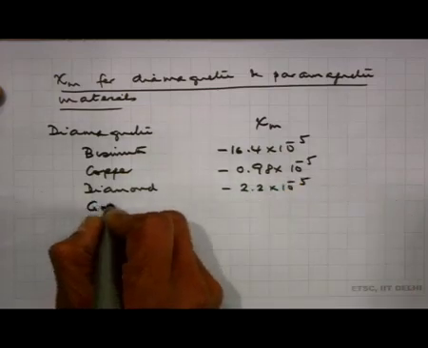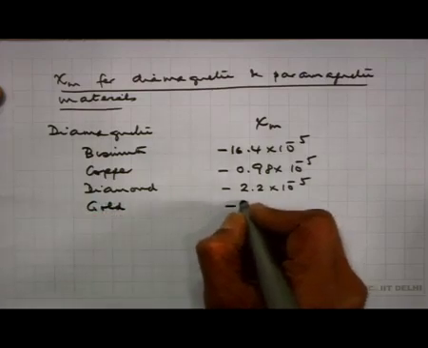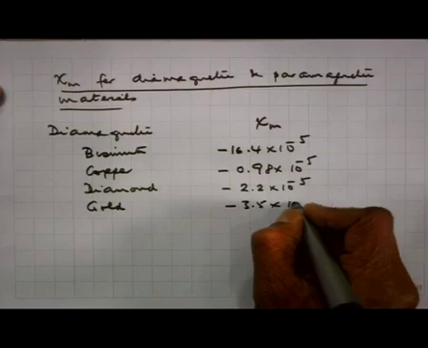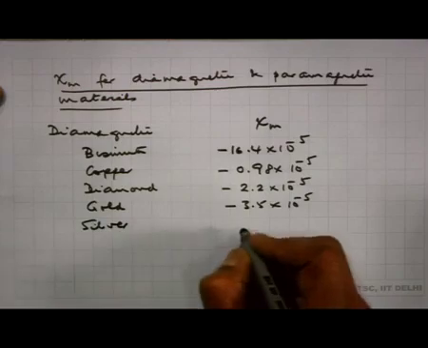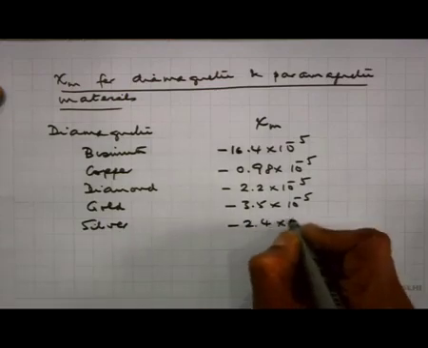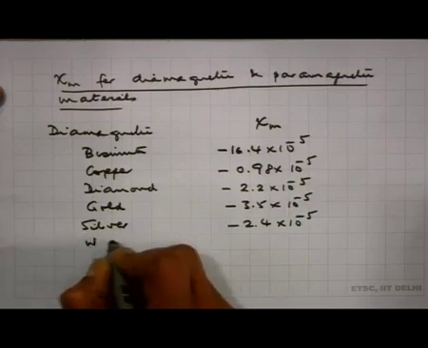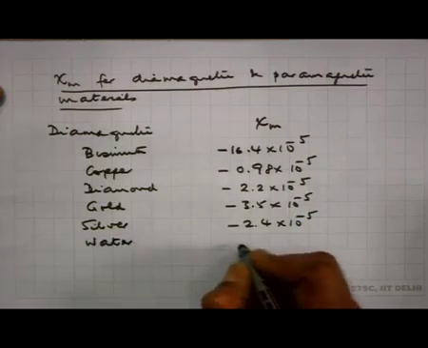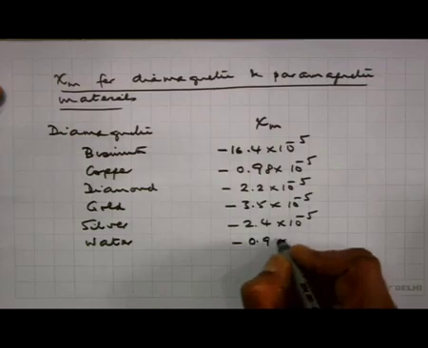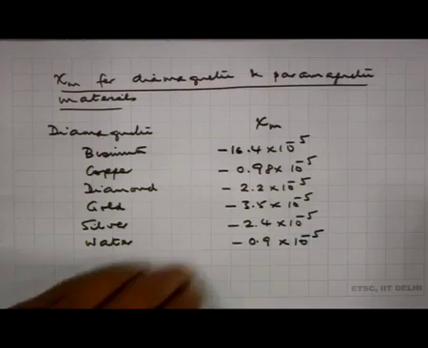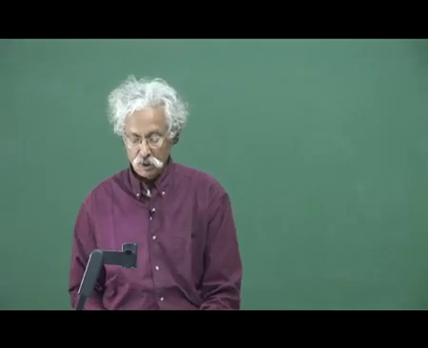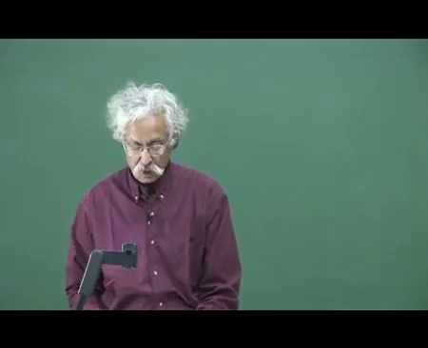Gold: minus 3.5 into 10 to the minus 5. Silver: minus 2.4 into 10 to the minus 5. Water: minus 0.9 into 10 to the minus 5. So, as you can see here, the susceptibility is very small, and so mu is approximately mu naught, and all the susceptibility values are negative. These are diamagnetic material examples, and I will give you some examples for paramagnetic materials.